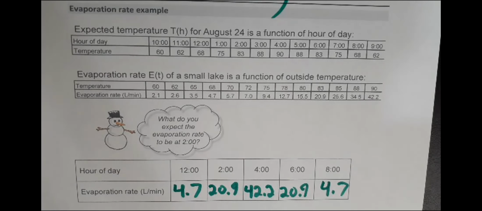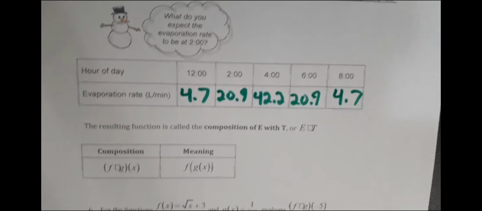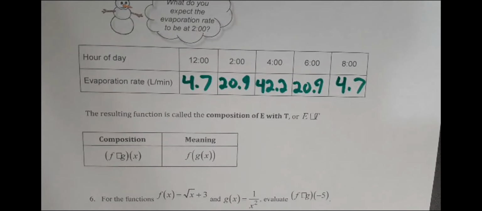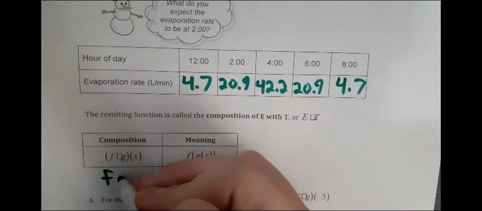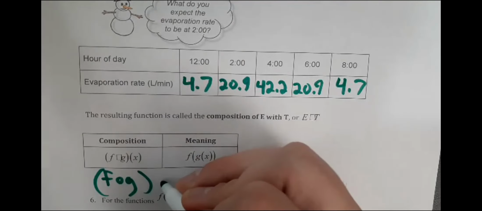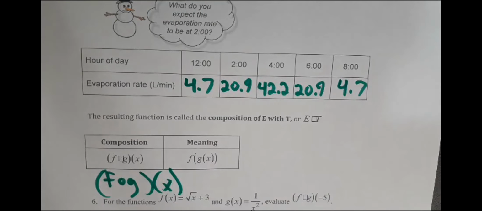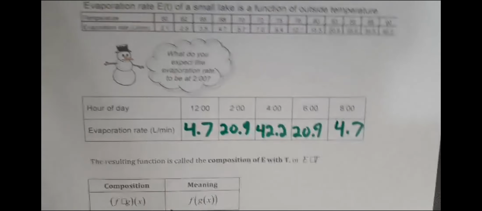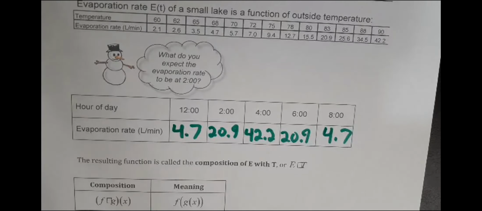And so what did we do? Composition, and again, they did not get the symbol right on this for some reason. Everything else got correct on here, but like f and g, they should have that little circle in between them. So what we did, we composed E of T.